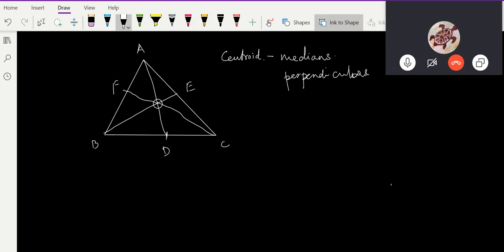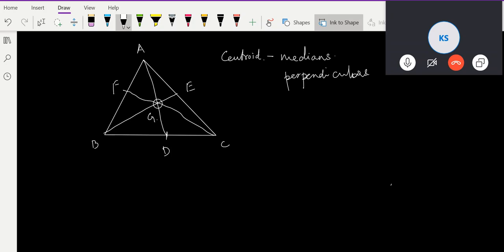This is called the centroid. And how do we find out the centroid? If we find two of them, it's where two of them intersect. Yes, correct.